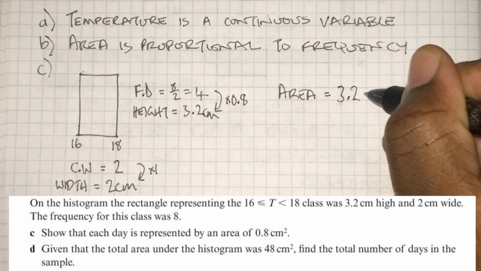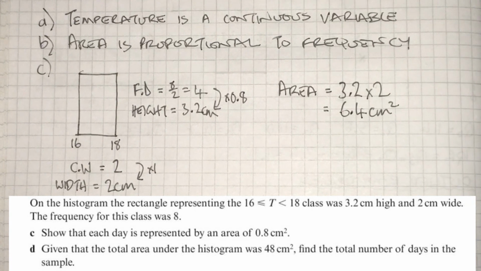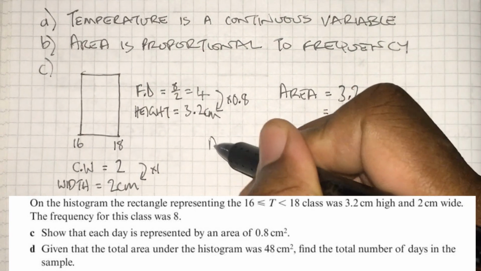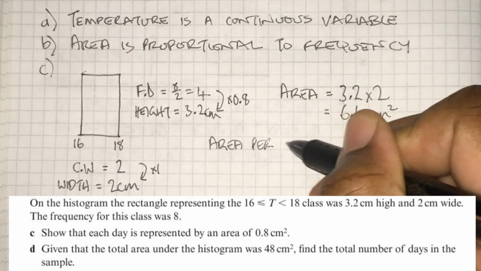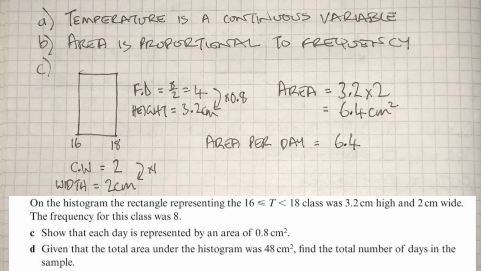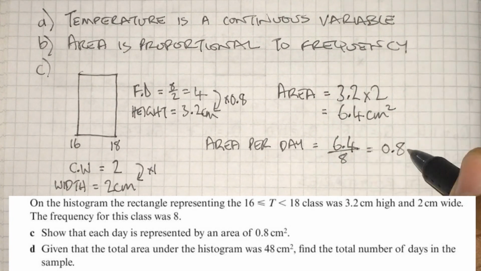The area is 6.4 centimeters squared. Well, we know that this represented 8 days. So if we divide this by 8, we should get an answer for the area per day. And here the area per day is 0.8. This is what we were asked to verify and to confirm.